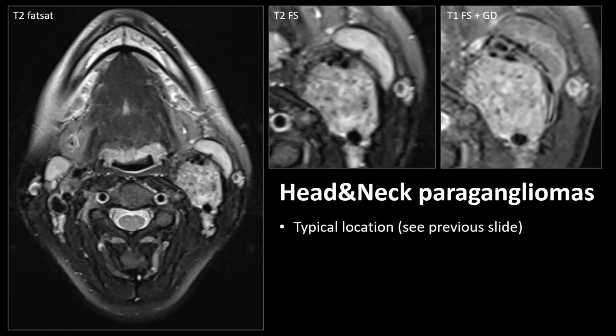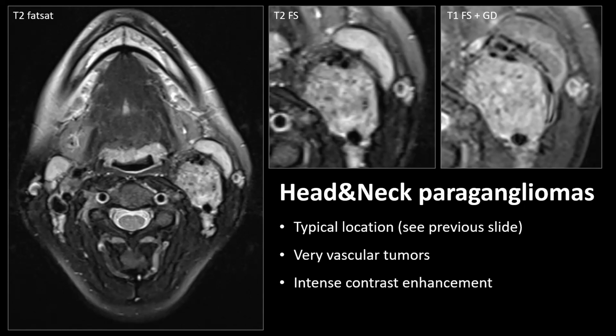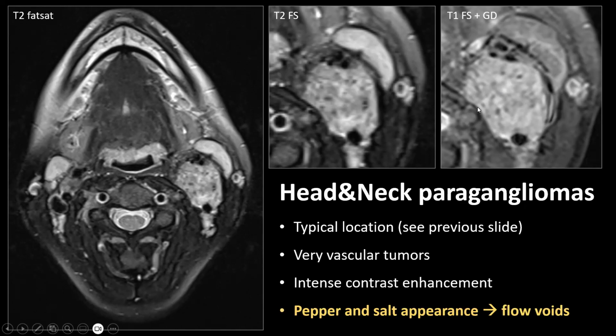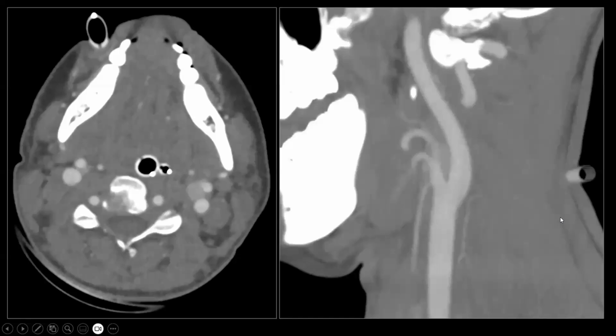So they have a very typical location, but they have a very typical appearance on imaging as well, because they are very vascular tumors, which will mean that they will enhance intensely following gadolinium administration, as you can see on this T1 weighted image with FATSAT after gadolinium. And because they are very vascular, they often contain a lot of flow voids, which give them a so-called pepper and salt appearance. So we can see all these very small black dots in the tumor on these two images. These are flow voids, and the resulting imaging appearance is sometimes referred to as the pepper and salt appearance.